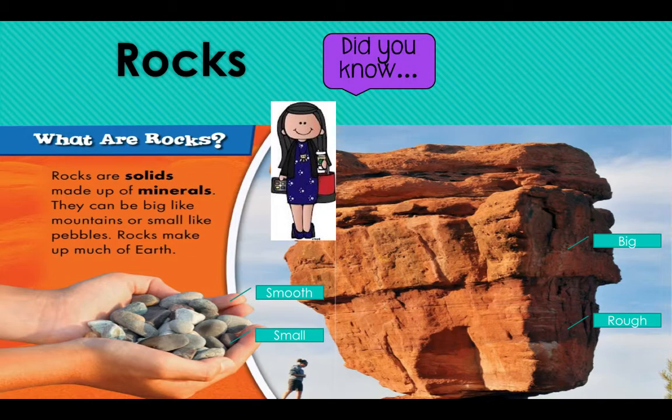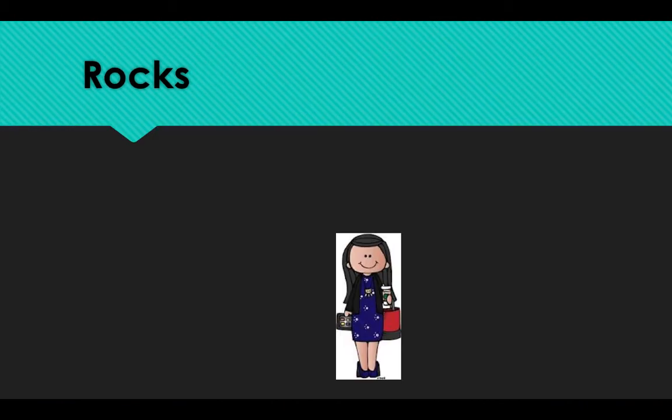Rocks. What are rocks? Rocks are solids made up of minerals. They can be big like mountains or small like pebbles. Rocks make up much of Earth. So here are some small, smooth-looking rocks, called pebbles. And here is a big rock, and I can see that the texture is rough. So they come in all different shapes, sizes, and textures.